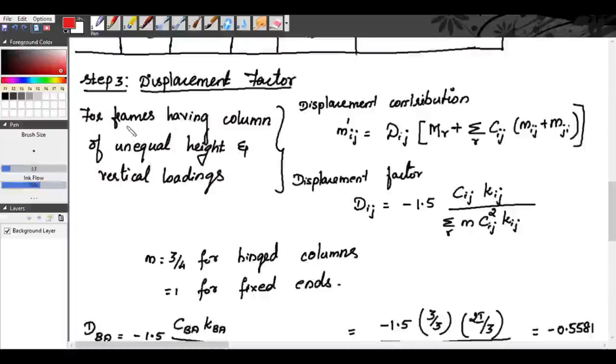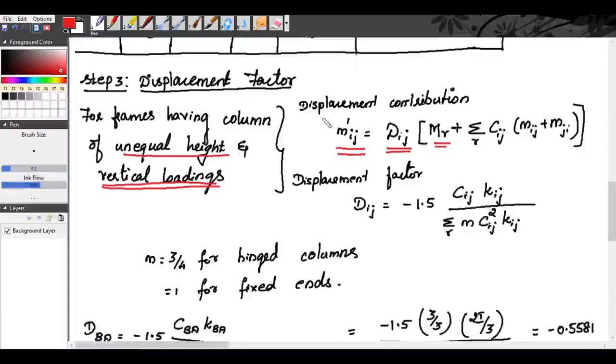So, displacement factor for frames having columns of unequal height and vertical loadings. So, we have to take this condition, the third condition which we have studied in the previous classes. So, unequal height and vertical loadings. If the frames have unequal height and vertical loadings, the displacement contribution is given by m dash of ij is equal to dij, so dij is displacement factor, into mr, that means restrained moment in that particular column.